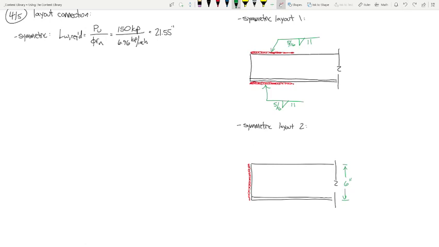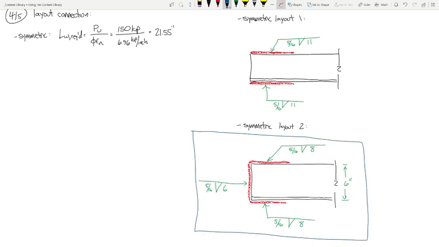I could do a 6 inch weld right there, but then that's not enough. So I need 22 inches, right? 22 minus 6 is what? 16. 16 divided by 2 is 8. So I could do a 6 inch weld here, and then do an 8 inch weld like this. Here's a layout.